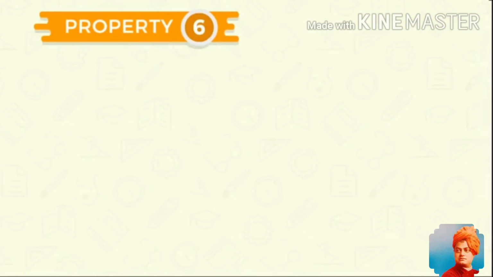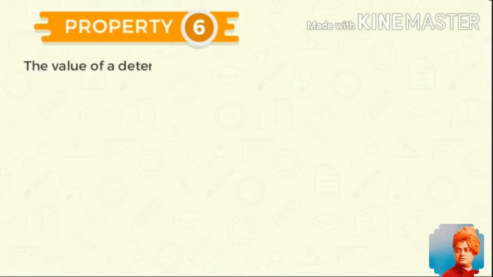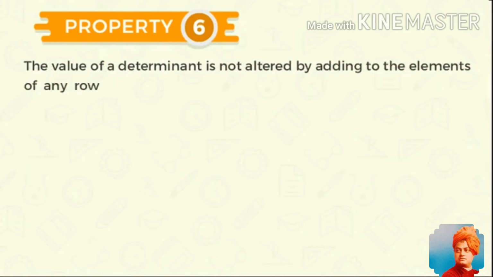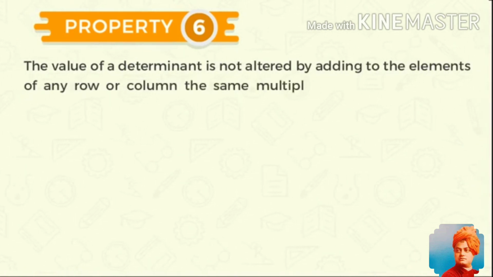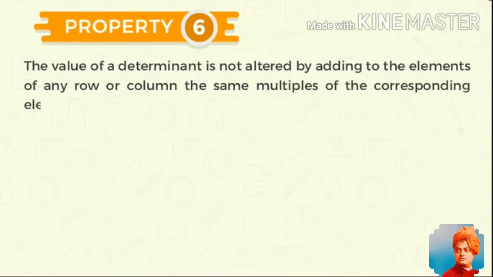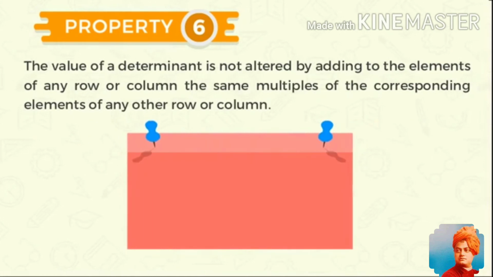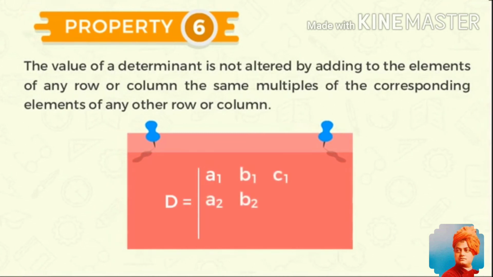Let us learn the sixth property now, which states that the value of a determinant is not altered by adding to the elements of any row or column the same multiple of the corresponding elements of any other row or column. Let us try to understand this property by taking a determinant D.